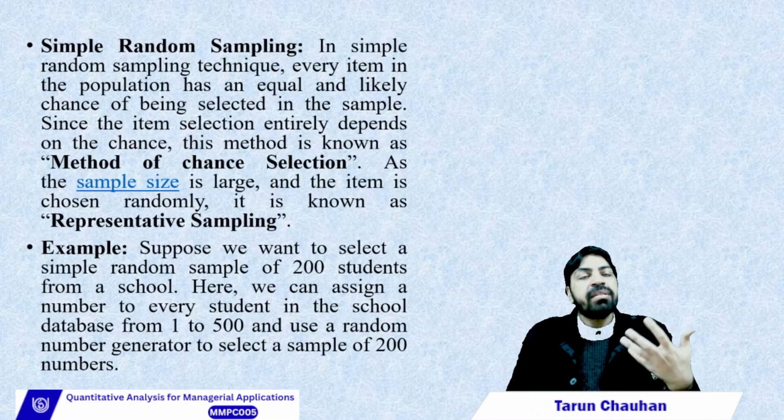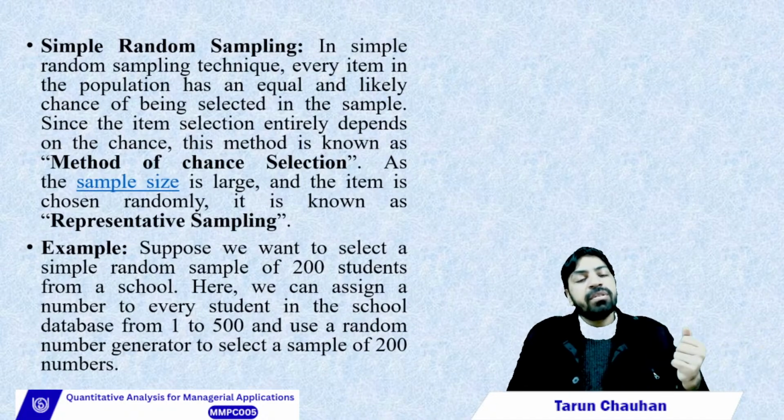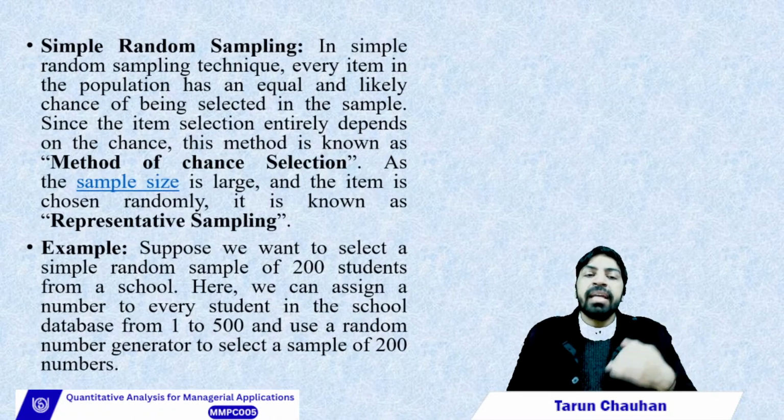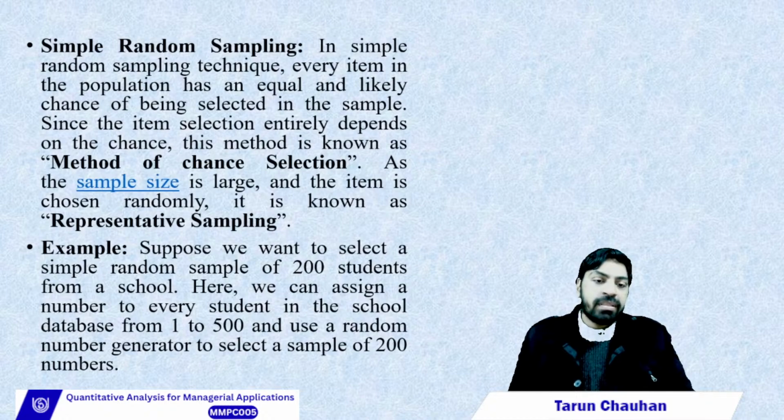It's just a matter of chance that this particular sample will get a chance to be included, then the fifth item will get a chance, the 10th item will get a chance. So we just randomly select the samples.